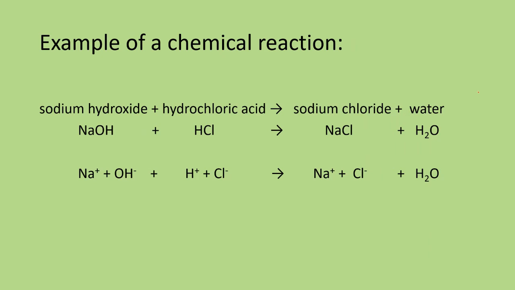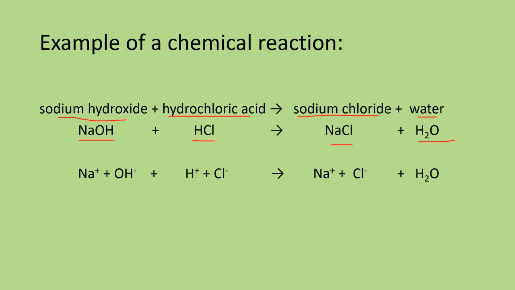So this is an example of a chemical reaction. We can write it as a word equation with sodium hydroxide plus hydrochloric acid. So we've got a base and an acid. These are kind of opposites to each other. So the reactants form neutral, sodium chloride plus water. So if we write this as a symbol equation, we've got sodium hydroxide, hydrochloric acid, reacts to form sodium chloride and water.